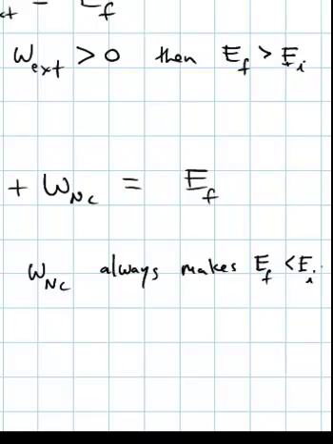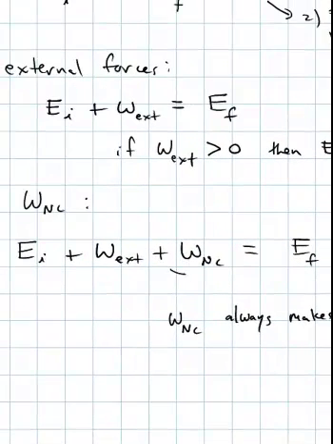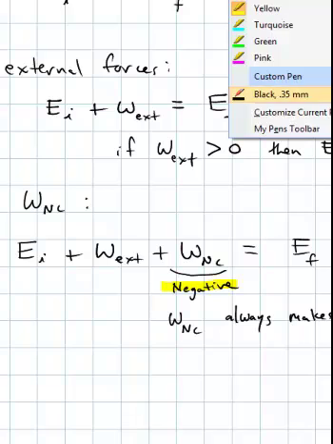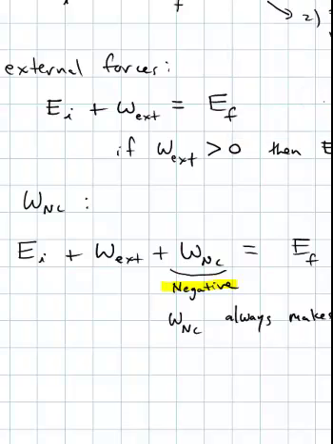So, is it on the correct side of the equation? Well, only if it's negative, and it is negative. And I usually write it right there. Let me highlight it for you. Every single time I write this equation out, I write negative under the work done by non-conservative forces, because otherwise I forget. And if I forget, you'll probably forget also.